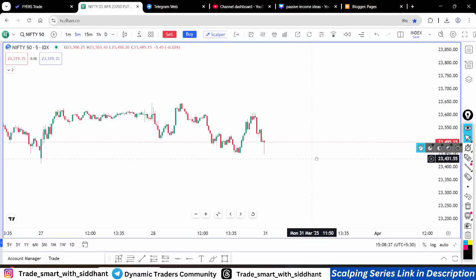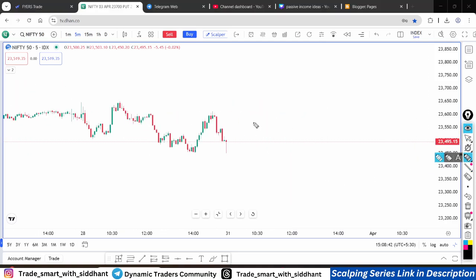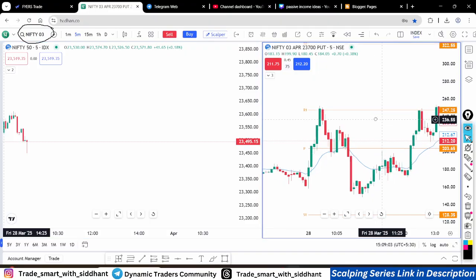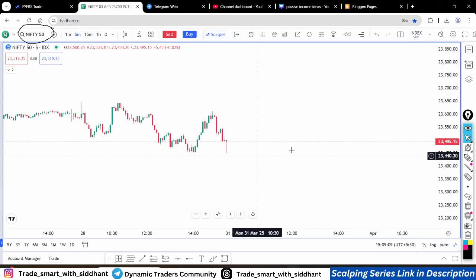Okay, so the first scenario: once we share a trade, if you are trading on your laptop or your mobile, you should have both charts open one by one. The first chart will be the Nifty index chart, as we mostly give trades in Nifty 50, and in the second you must have the premium chart in which you are going to trade. Whichever premium we are sharing and have given the trade in, you should have both open.